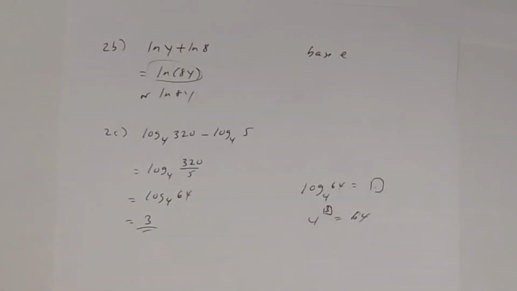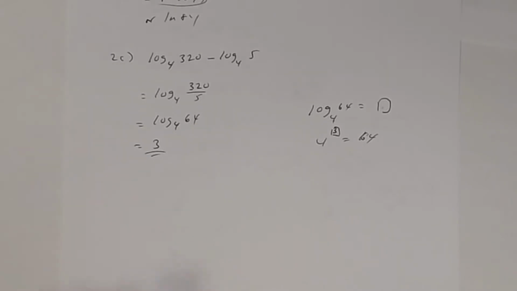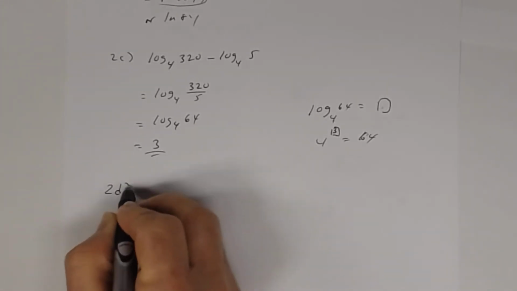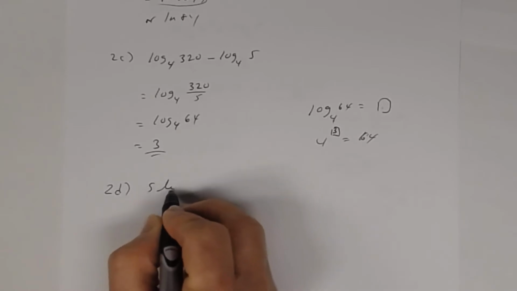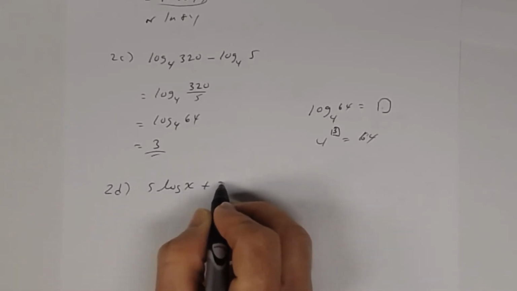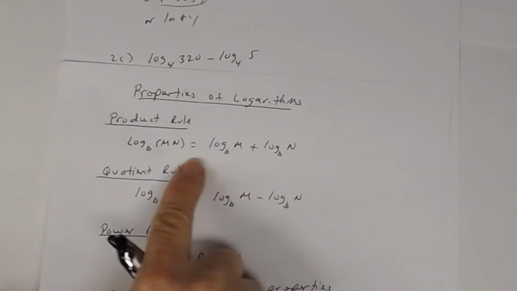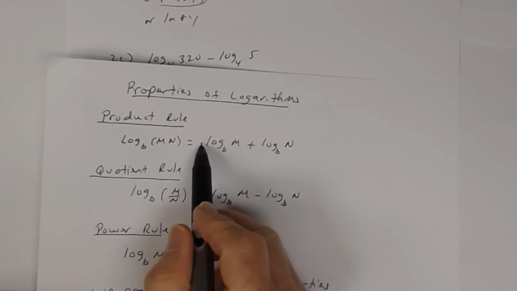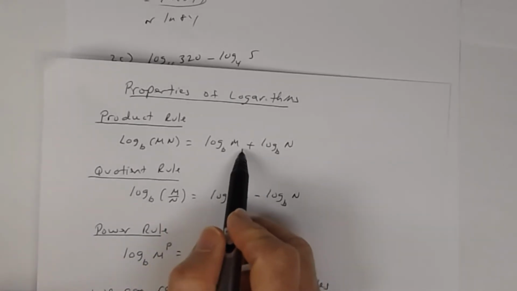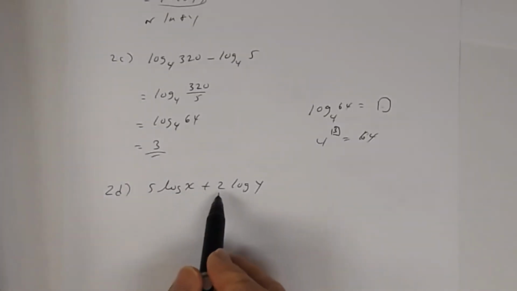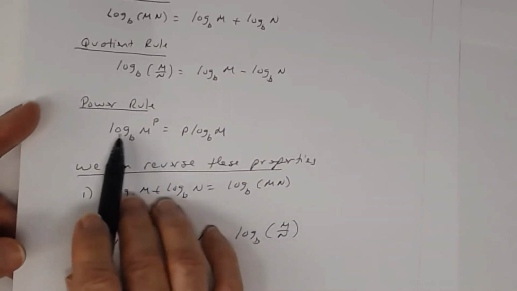Okay, letter D. So 2D, we have 5 times the log of x plus 2 times the log of y. Now notice, that's a sum here, right? But I cannot use the product rule until those coefficients are 1. So that's a 5 and that's a 2. I'm multiplying this log by 5 and this log by 2. So I must use the power rule to get that coefficient of 1.